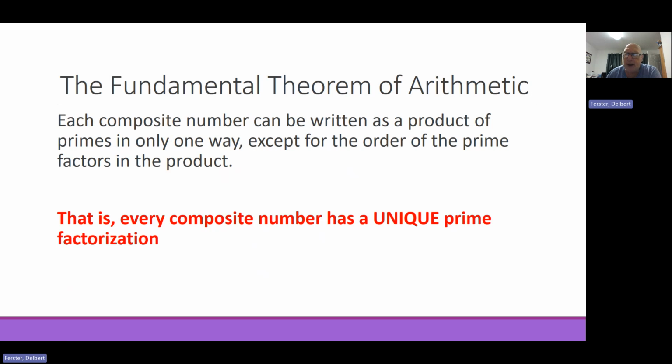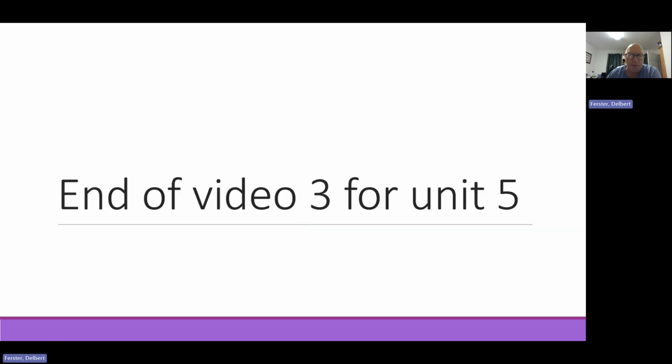Fundamental theorem of arithmetic basically says you pick the number, whatever you pick, it has a unique prime factorization. Again, we should probably agree that that doesn't depend on the order in which you write the primes. The general consensus is you write the primes smallest to biggest, but every number that you pick has a unique prime factorization. That, my friends, ends video 3.